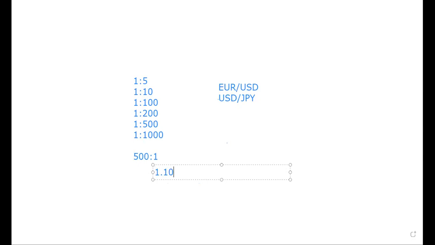1.10558. These are base currency divided by our account currency, which is 1. Then multiply by 100,000. Then multiply by lot size, which is 1. Then divided by 100.